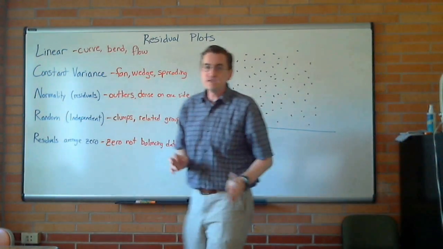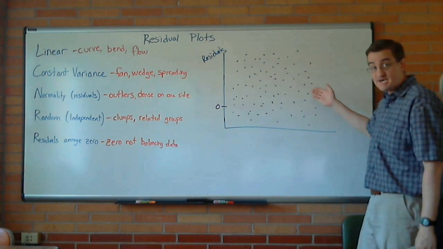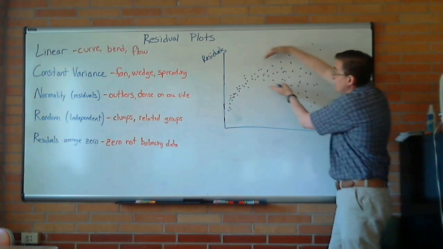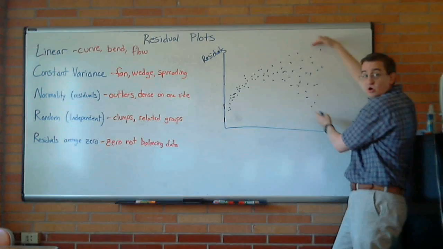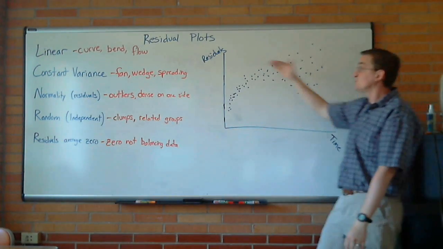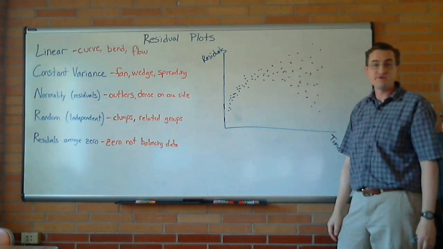Please keep in mind, real-life scenarios will often have more than one problem at the same time. For example, what do you see here? You can see that there is a wedge shape, but also a curve. It's curving while it has a fan. So we have a problem with linearity and a problem with constant variance.